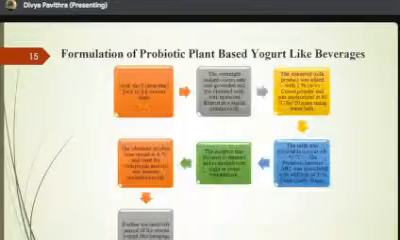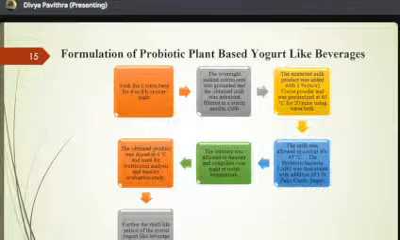After finding that this bacteria has the efficiency of being a probiotic and can be incorporated into a plant-based product, we formulated a probiotic plant-based yogurt-like beverage. The procedure is: we used cotton seed, soaked for 6 to 8 hours overnight, and the soaked cotton seed was ground and cotton seed milk was obtained using sterile muslin cloth. The extracted milk was added with 1% cocoa powder for taste, and it was pasteurized at 80 degrees Celsius for 20 minutes in the water bath.